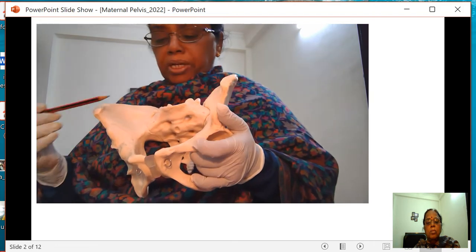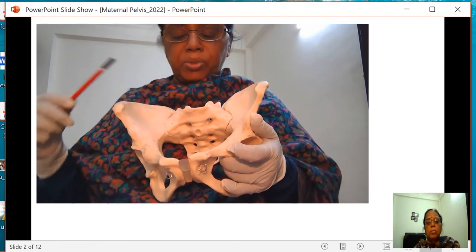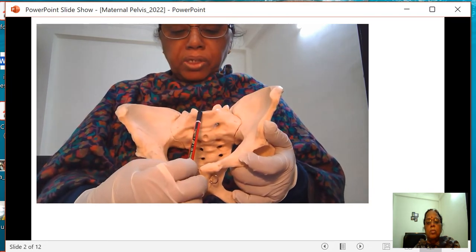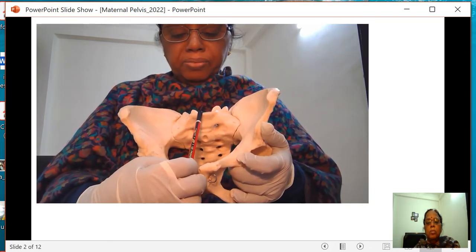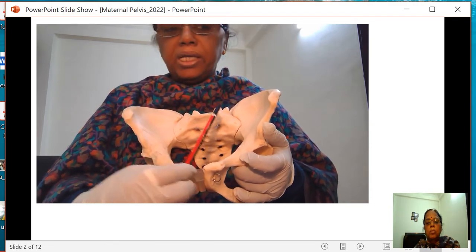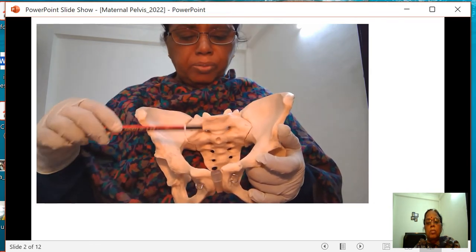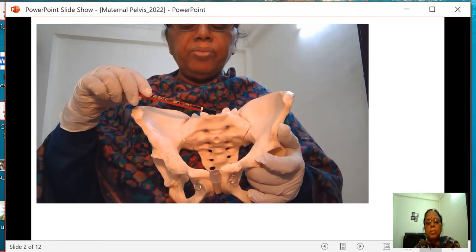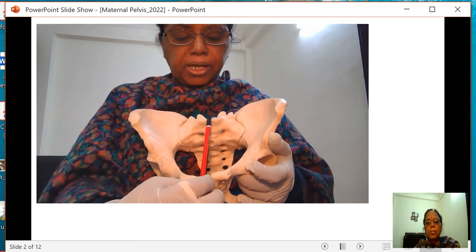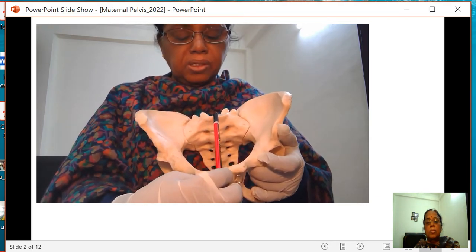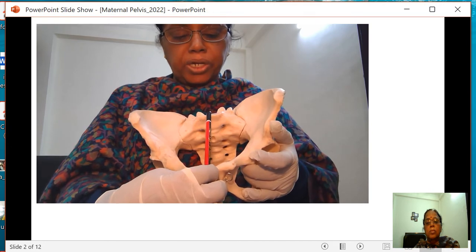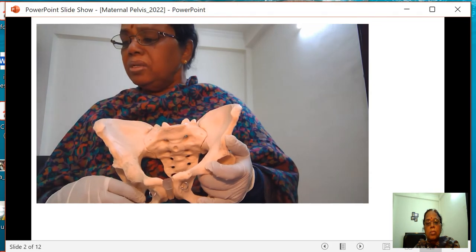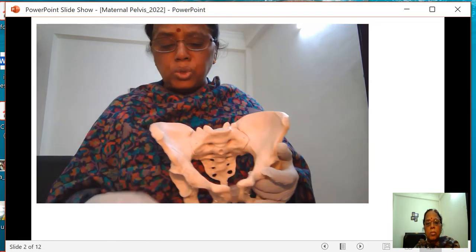Coming to the inlet, we have certain diameters concerned with it. One is the anteroposterior diameter of the inlet, the anatomical conjugate. It starts from the upper border of the pubic symphysis and posteriorly goes to the center of the sacral promontory. This is called the anatomical conjugate, and it is only of anatomical importance. It is also called the true conjugate.